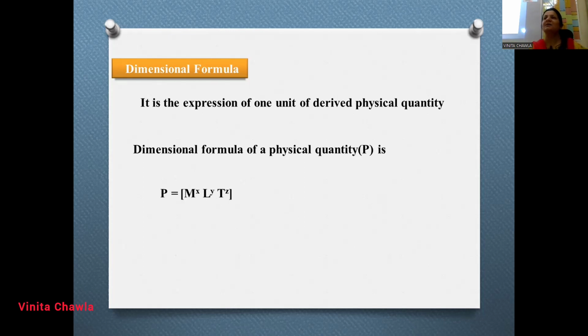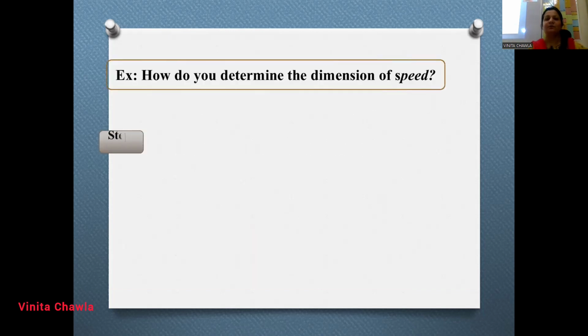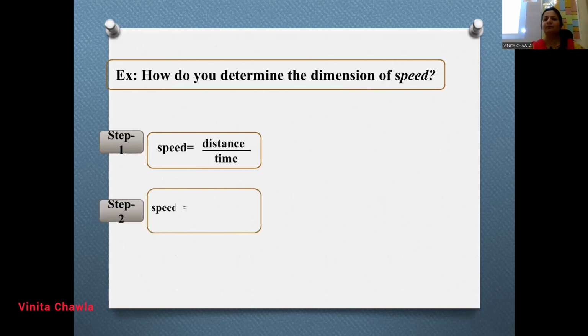This x, y, and z represent the powers or dimensions of the fundamental quantities M, L, T. Clear? So let's take an example. How do you determine the dimension of speed? Step 1 is to write the formula for speed. It's distance upon time. Distance is the fundamental unit length, so we write L for distance and T for time.